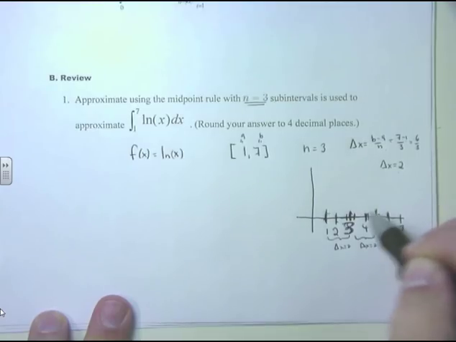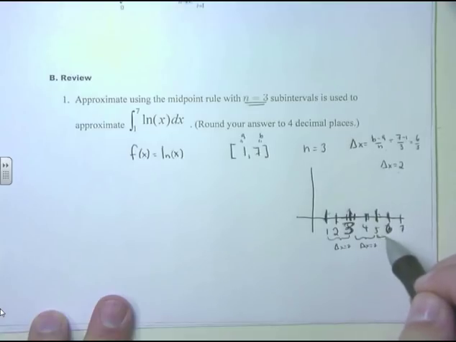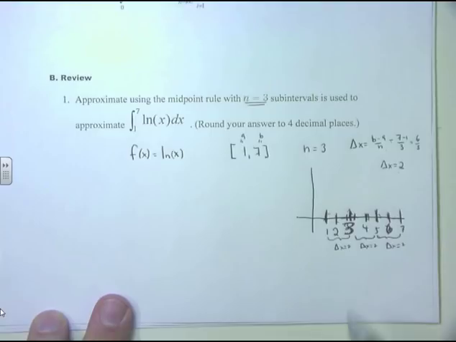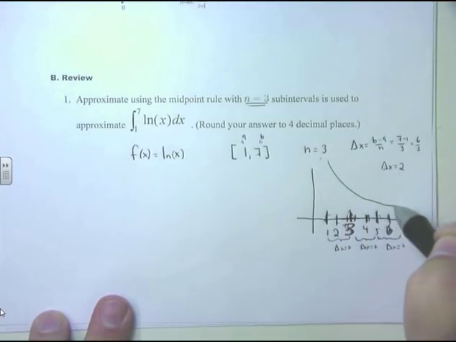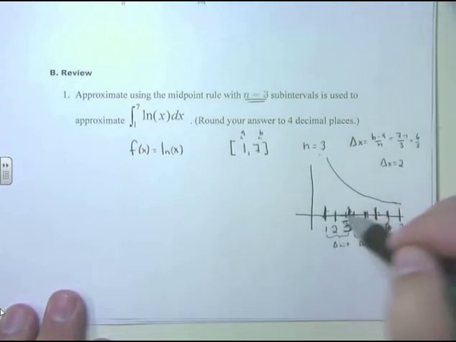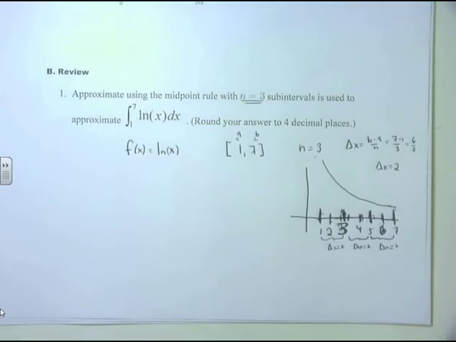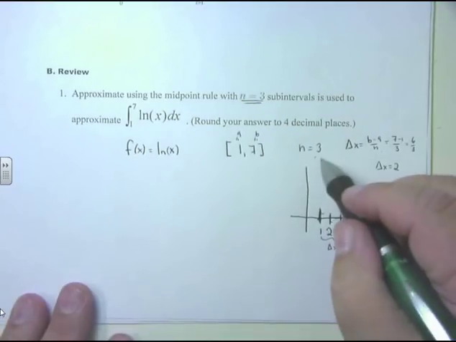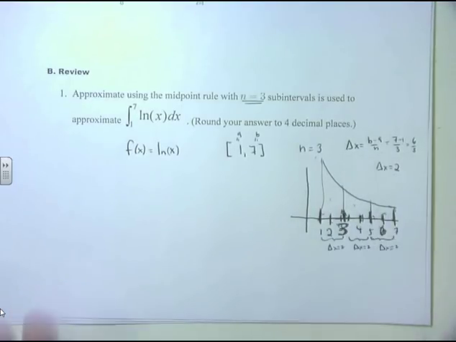So 5 would be my next partition. And then 2 more over from 5, delta x equals 2, gives me that nice endpoint of 7. And here's my function. When I graph the natural log of x, we know it decreases. It looks like that. Now, these are the endpoints of your partition. But they wanted me to do the midpoint. So if I draw these partitions here, 1, 2, 3 partitions, so I know I'm on the right track.